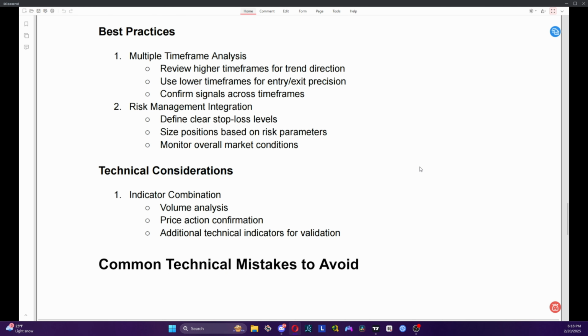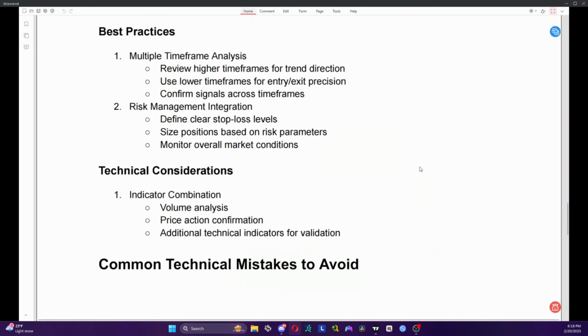So, technical considerations. You need to combine EMAs with other things. You just can't have EMAs on your screen, because it's going to drive you nuts, because you're not going to know what's happening. So you need to have volume analysis. You need to have price confirmations, and you do need to have other technical indicators to validate the move. That can be MACD, the TTM squeeze, ascending and descending lines, RSI, whatever oscillator you like to use that's going to confirm the trend.